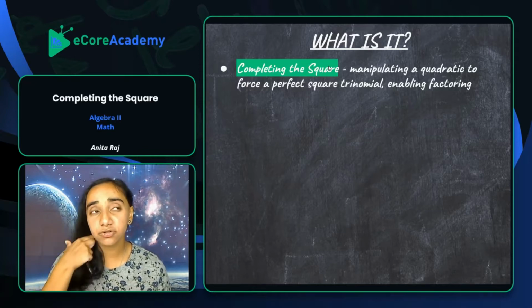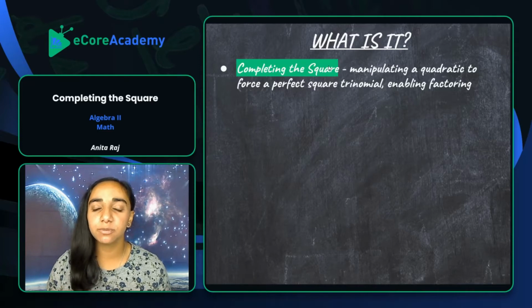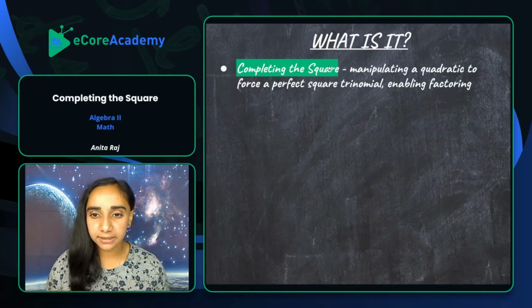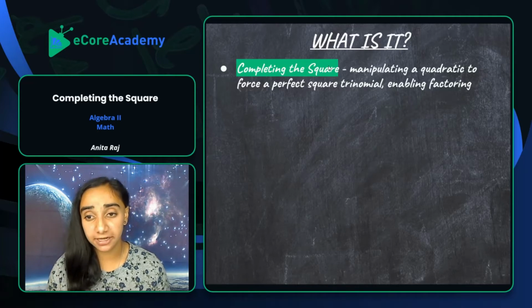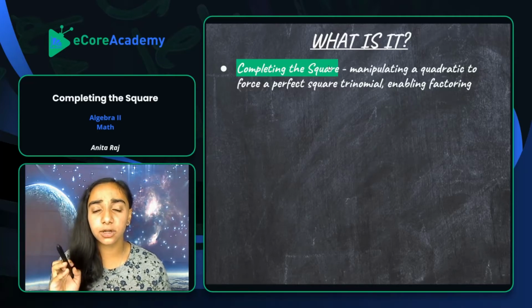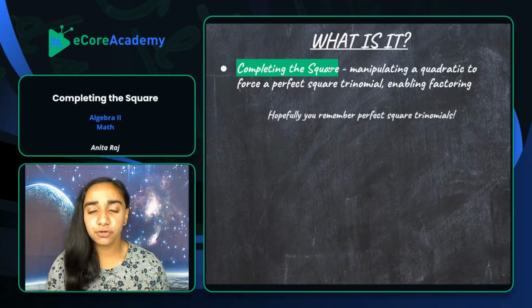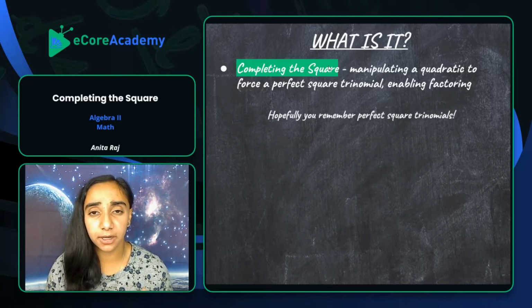Well, then you might try completing the square. And trust me, you're going to run into these scenarios on assessments. So you might try completing the square to force a solution so that you can actually find the solutions of x. So that is what completing the square is. Hopefully you remember what perfect square trinomials are, because they are going to be playing a big part in this.